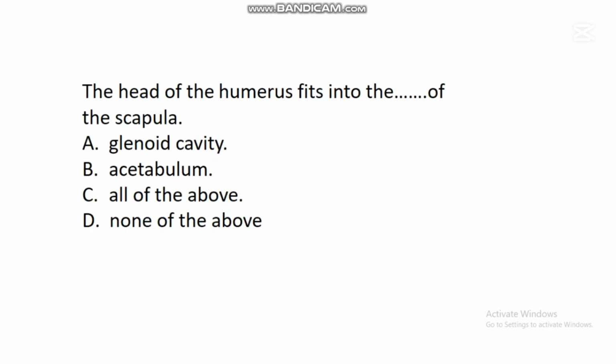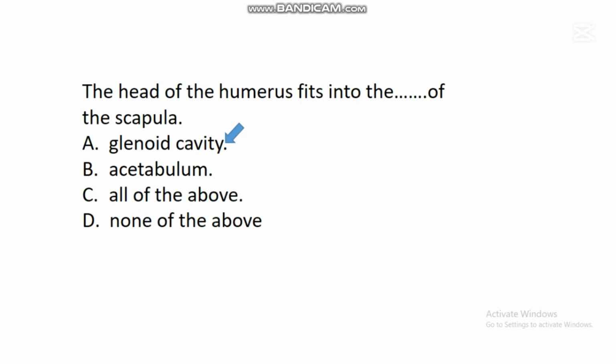The next question says, the head of the humerus fits into the dash of the scapula. A. Glenoid cavity, B. Acetabulum, C. All of the above, D. None of the above. In this question, the correct answer is A. Glenoid cavity. So glenoid cavity is a hollow depression in which the humerus fits into.